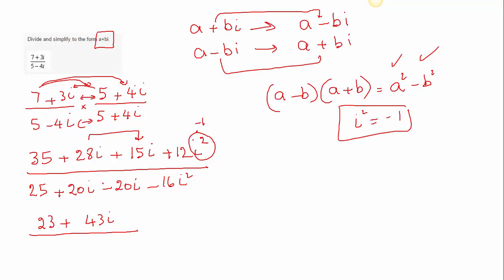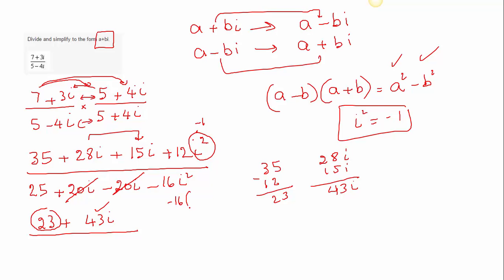So that's the numerator. Again, 35, and you have here negative 12. That's how we got the 23. 28i plus 15i is 43i, and that's how we got the 43i. In the denominator, plus 20i minus 20i will cancel. Minus 16 times negative 1, because i squared is negative 1, would be plus 16. And 16 plus 25 is 41.